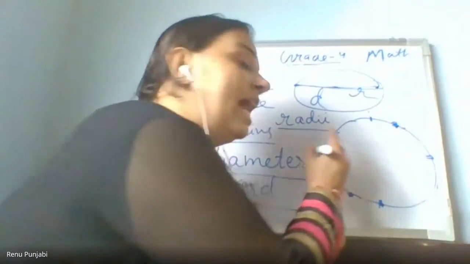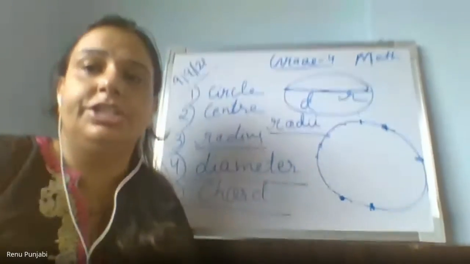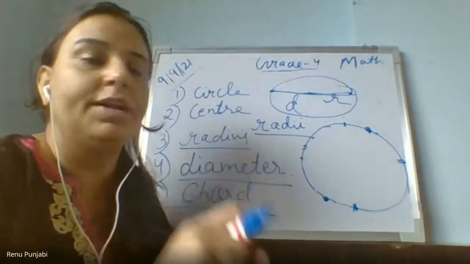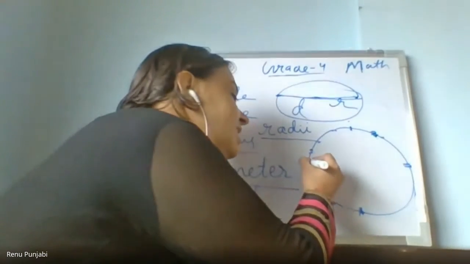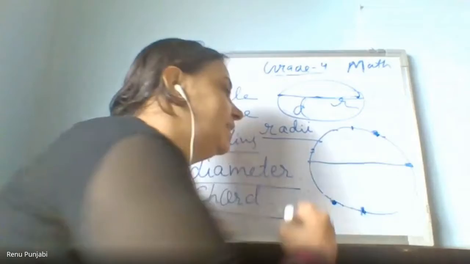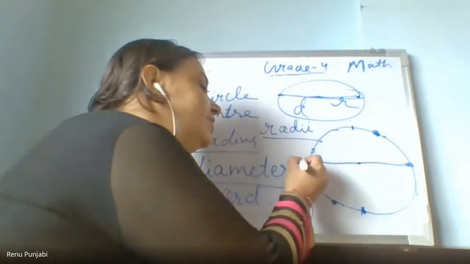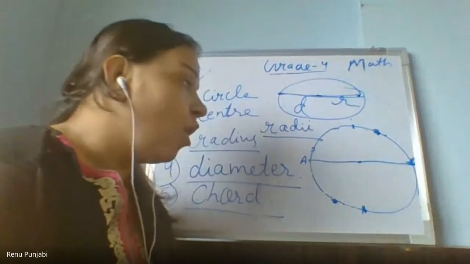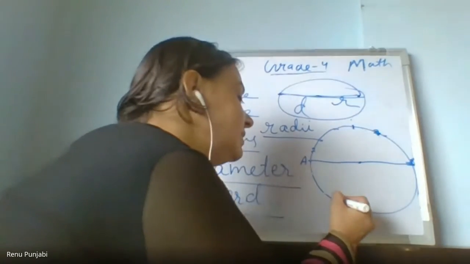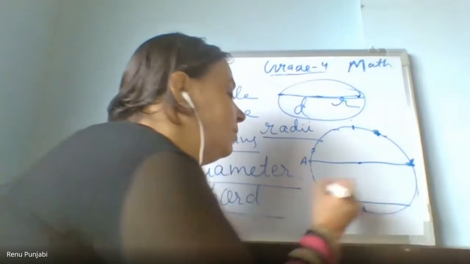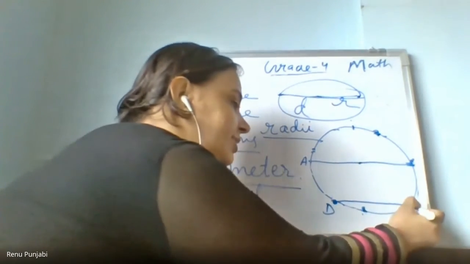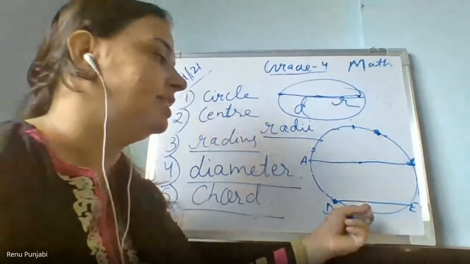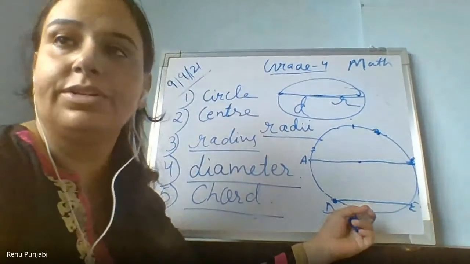I told you, please pay attention here, it is very important to know the difference between chord and diameter. Diameter is a line segment passing through the center of the circle and touching the boundary of the circle. This is the diameter. But a chord is also a line segment having 2 endpoints touching the boundary of the circle, but in a chord it is not necessary that it passes through the center of the circle.